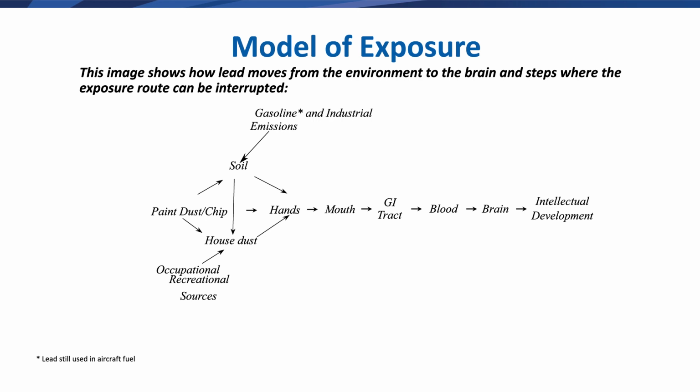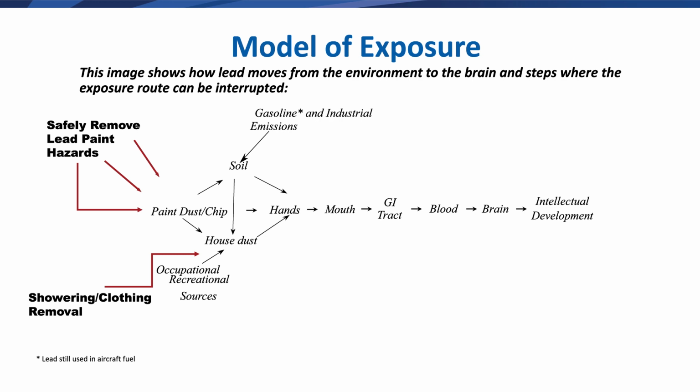Once lead is in the GI tract, it quickly goes into the system. The GI system can't distinguish between lead and those other metals that you really need, like calcium and iron. If the lead is there, it gets picked up quickly. It moves to the brain. There it affects intellectual development. If we safely remove the lead paint hazards, make sure that the parents or other people working with the lead shower and change their clothes before coming into the house, and if we can limit access to soil by planting trees and grass or putting down wood chips, this will limit the amount of lead that's getting into hands. That's how we could prevent some of the exposure.